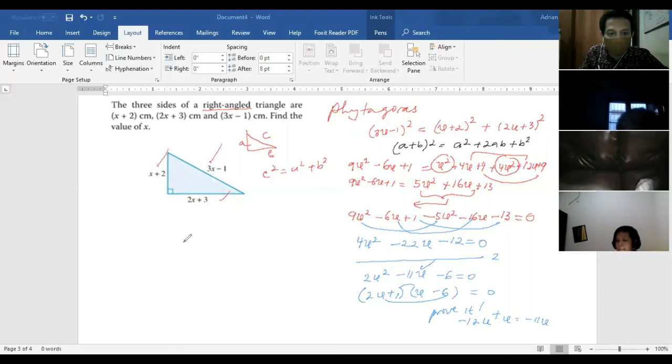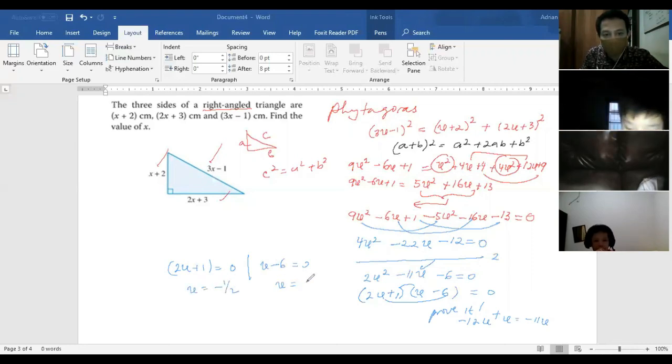Now we're going to separate the answer. So 2x plus 1 equals 0. And one more, x minus 6 equals 0. So x is minus a half, and x equals 6.